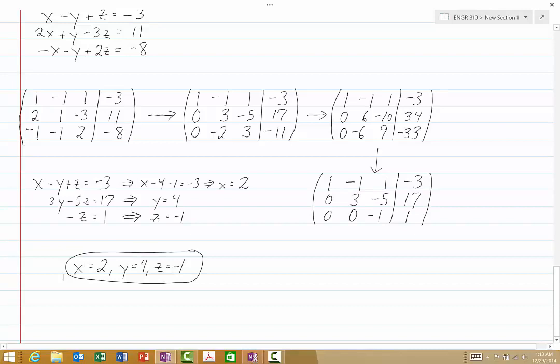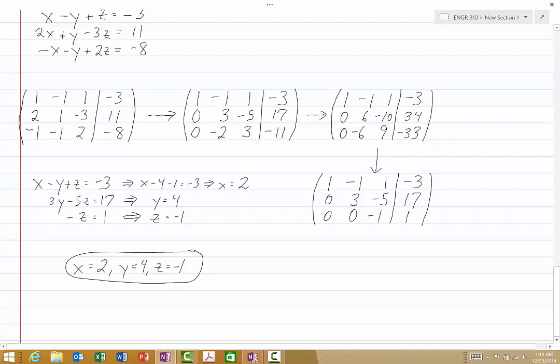we arrive, if following that procedure, at this augmented matrix. Notice that we've eliminated all the non-zero terms below the main diagonal, so now we're ready to go back to the equation form. The first row corresponds to the equation x minus y plus z is negative 3. The second row corresponds to 3y minus 5z is 17. And the last row corresponds to negative z is equal to 1.